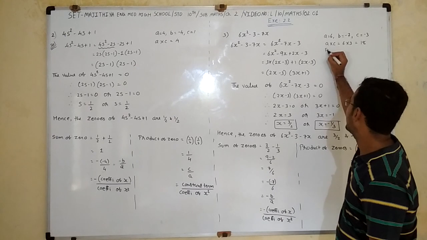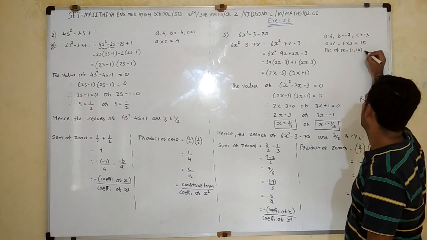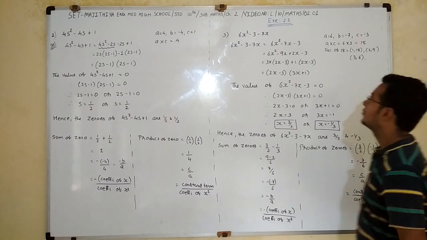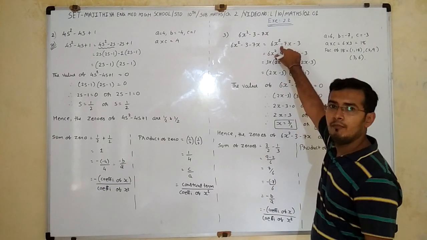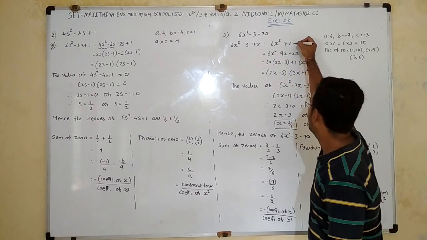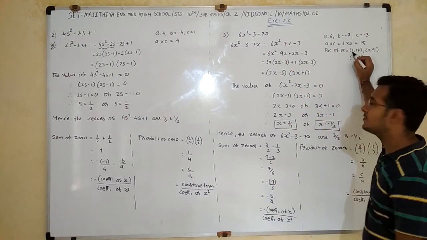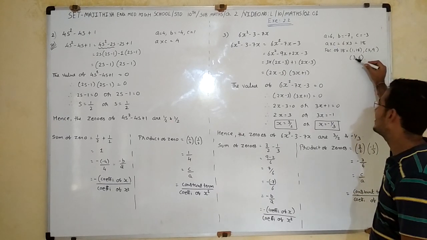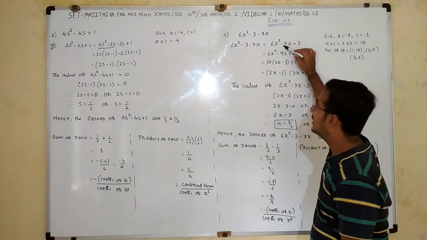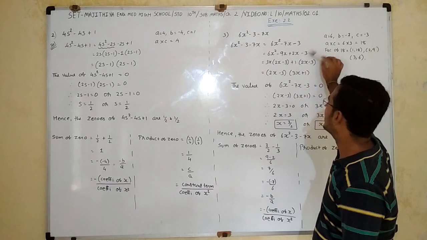Now the factors of 18: 18 and 1, 2 and 9, and 3 and 6. The middle term is negative, so with the help of subtraction I need 7. 18 minus 1 is 17, not possible. 6 minus 3 is 3. 9 minus 2 gives 7. Here the sign is negative, so the bigger number gets the negative sign. So I take −9x + 2x − 3.